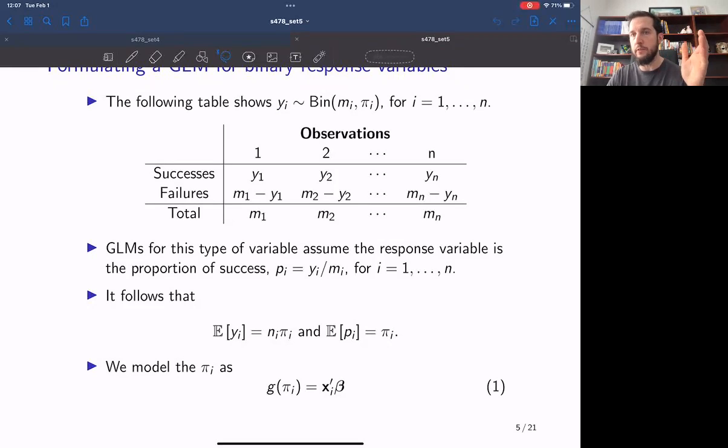So we can have a different trial size for each observation. And of course, then we can have a different number of successes and a different number of failures for each observation. But each observation is essentially a pair: number of successes, number of failures.